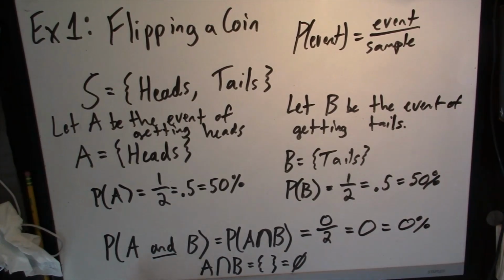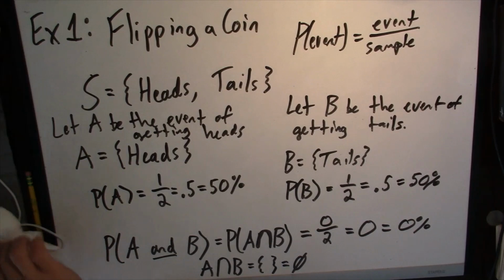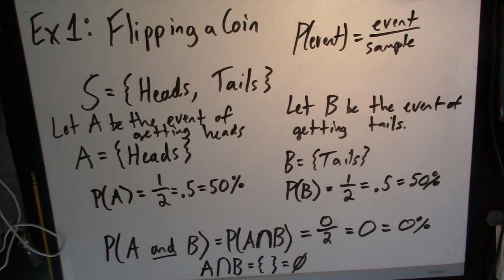So the probability of getting heads and tails in one flip, you flip a coin, and the probability of it landing on heads and tails is 0%. It's impossible. It's impossible for the coin to land both on heads and tails at the same time. So that's a 0% probability of getting heads and tails.